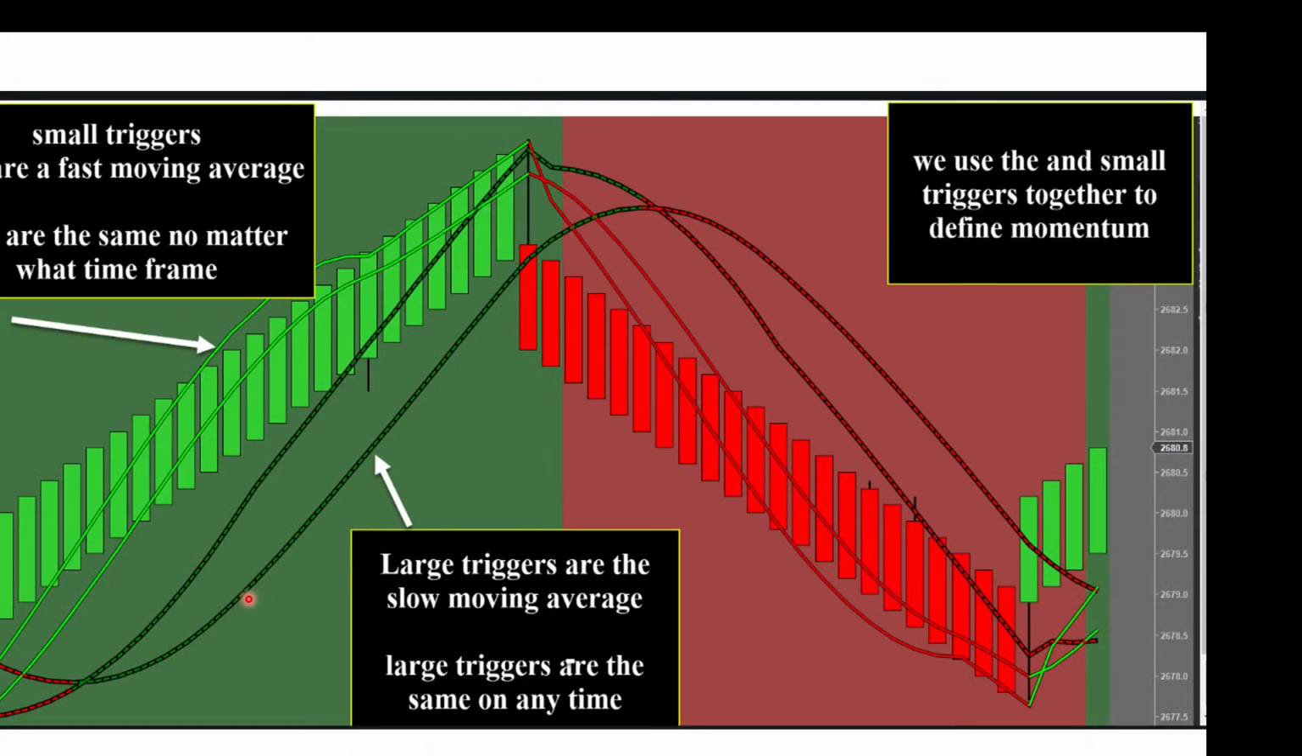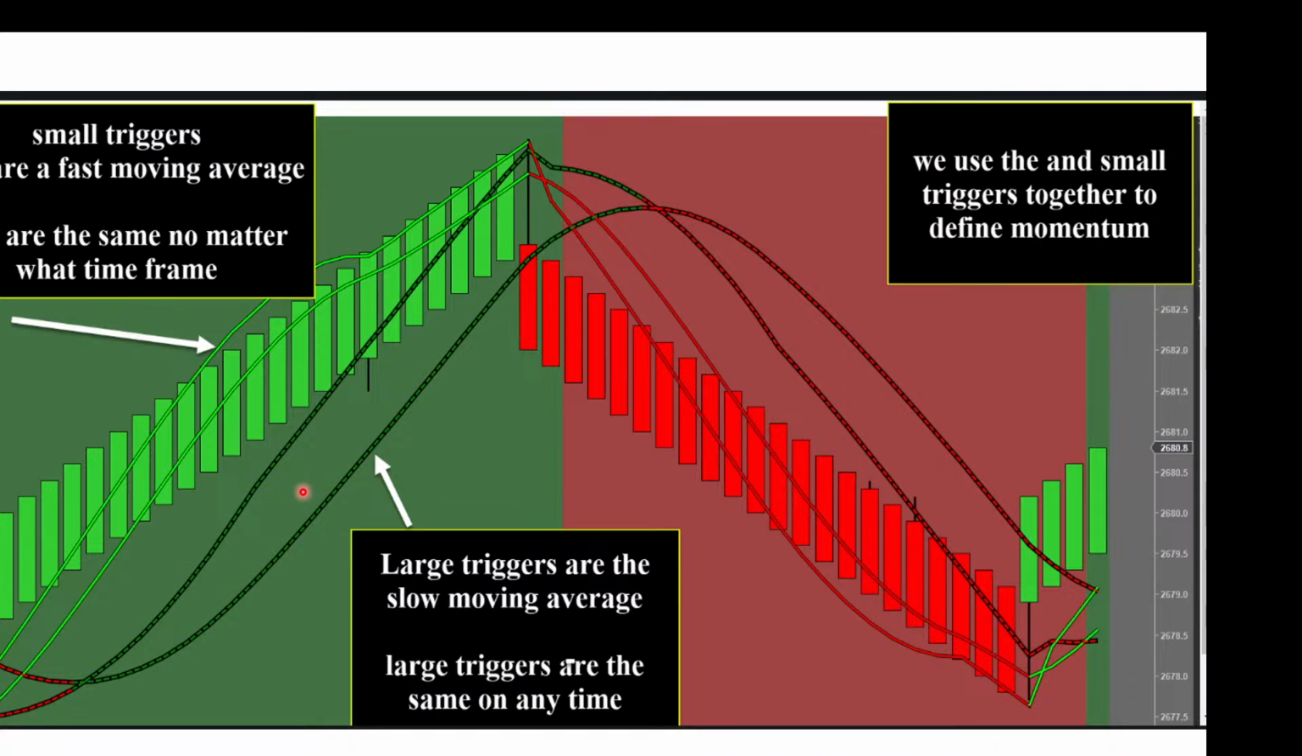What are we looking at? When I open up my software, what am I looking at? Guys, the first thing you're going to see is triggers. And triggers are the same no matter what chart you're looking at, large or small. There are small triggers. These are the solid lines. It takes 2 solid lines to create the small triggers. They're a fast moving average. And then there's the large triggers, 2 dashed lines. These are a slow moving average.